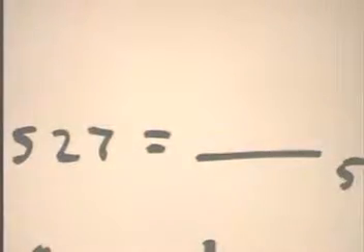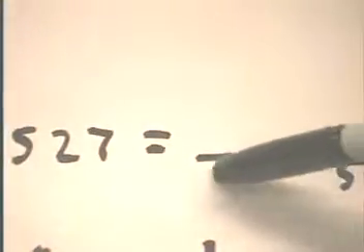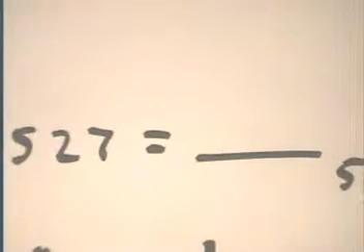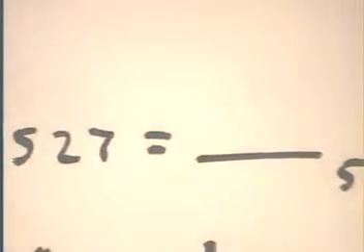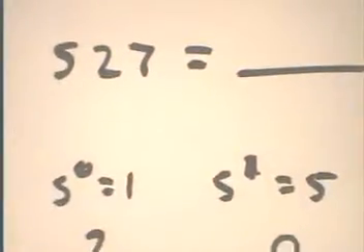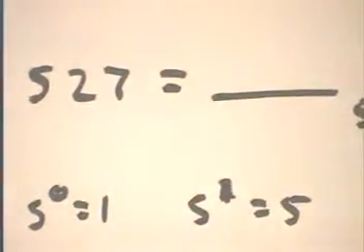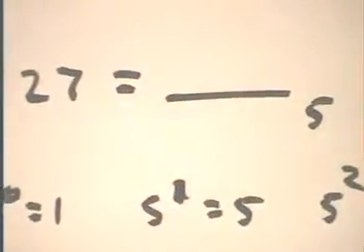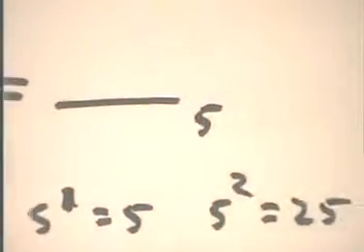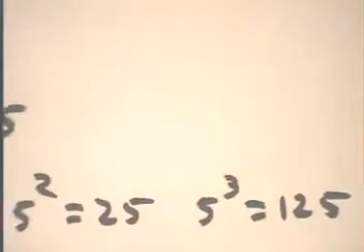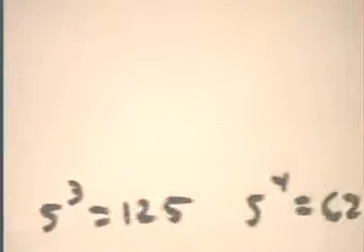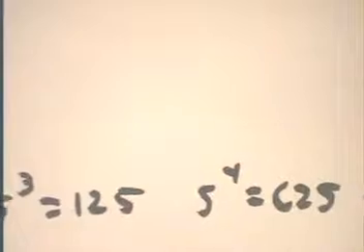Okay, again, here's our problem. 527 equals what number to the base 5? Well, let's think about what a base 5 number means. First of all, 5 to the 0 is 1. 5 to the 1 is 5. 5 to the second is 25. 5 to the third is 125. 5 to the fourth is 625.